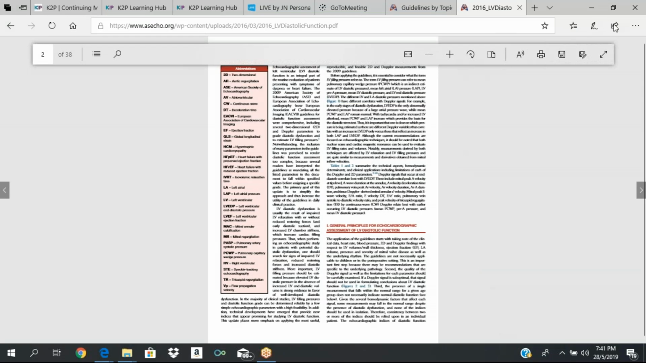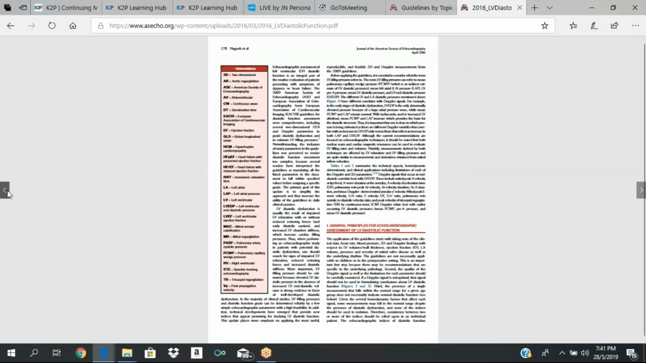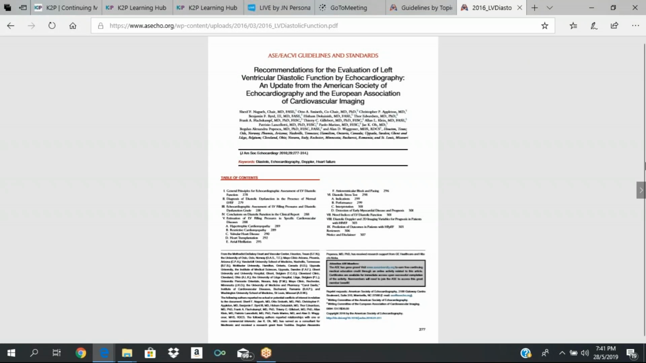So when we talk about diastolic function as opposed to systolic function, I'm going to show you what we're talking about. Okay, so we're going to go over the Doppler signal for systolic and diastolic function.